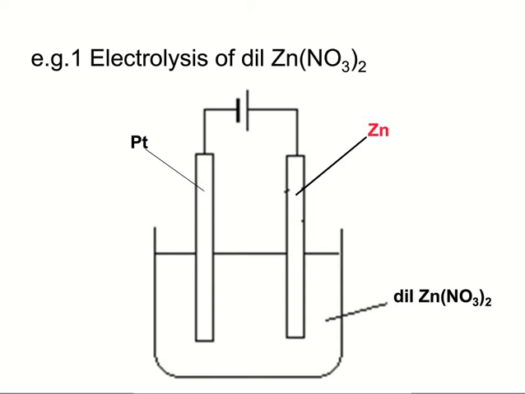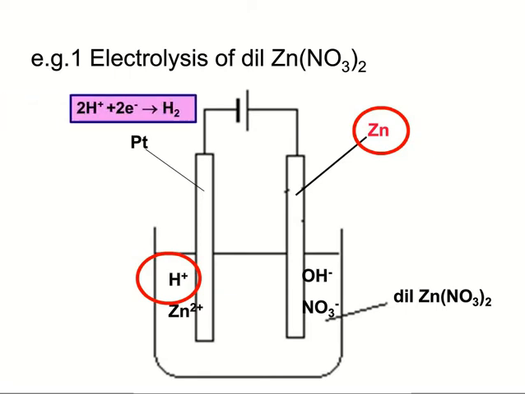Zinc nitrate electrolysis equation diagram. We have platinum electrode, zinc electrode is there. Dilute zinc nitrate solution taken. H+ ions and zinc ions at platinum electrode approach. OH- ion and nitrate ion at zinc electrode approach. Hydrogen gas liberates at cathode, and the zinc deposited at cathode. Zinc lost its electrons at anode.